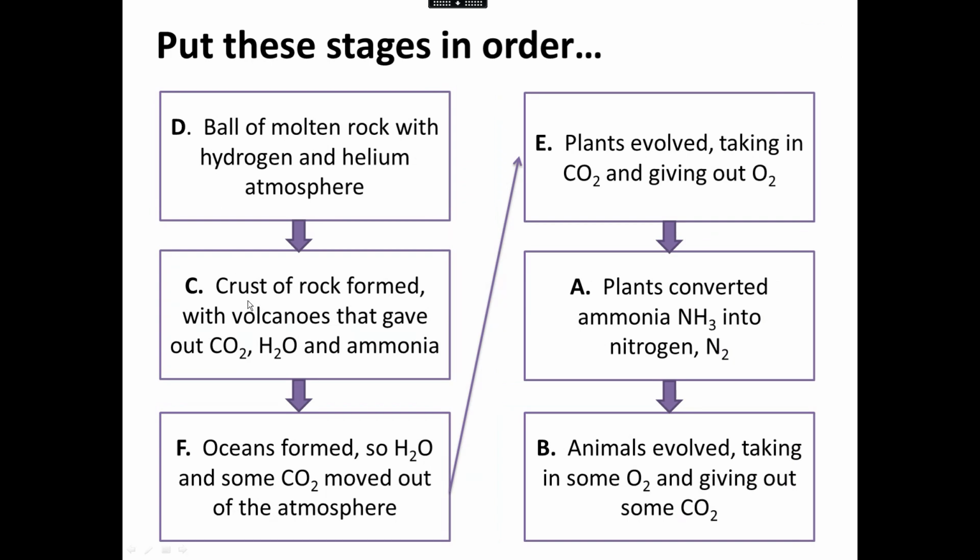Then the crust formed and volcanoes gave out CO2, water and ammonia. Then the oceans formed. So water and some carbon dioxide moved out of the atmosphere. Then plants evolved, doing photosynthesis, taking in carbon dioxide and giving out oxygen. Then plants also converted ammonia into nitrogen gas. And finally, animals evolved, doing respiration, taking in some oxygen and giving out some carbon dioxide.